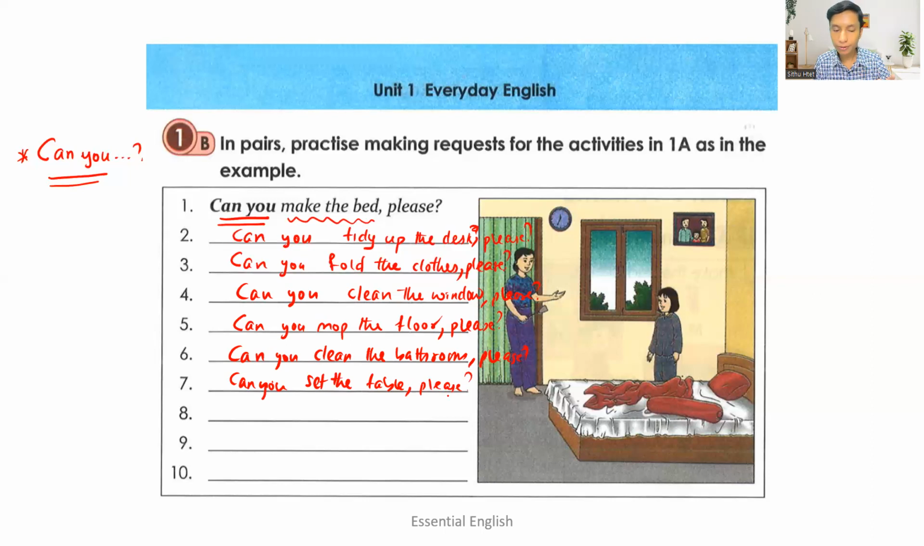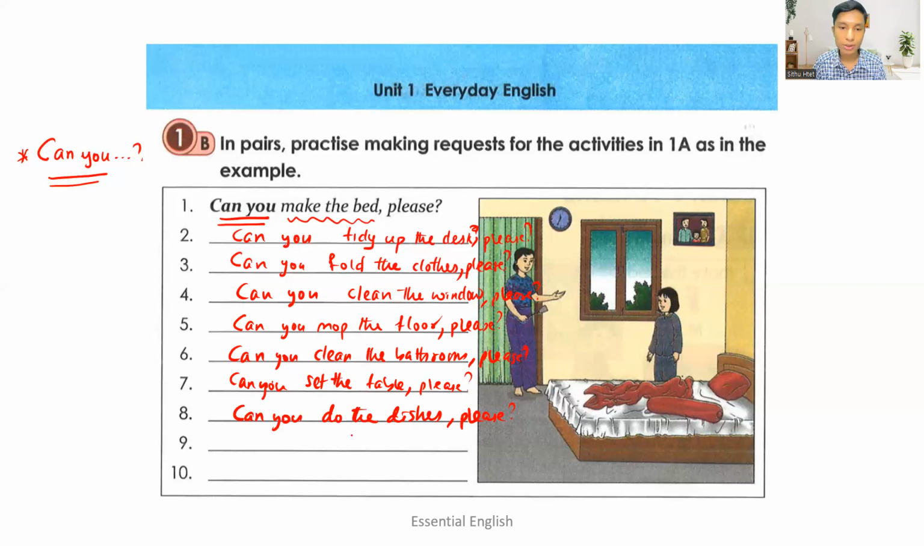Are you with me so far? Yes, let's continue. Do the dishes. The H activity is do the dishes. Okay, so please make a request by using do the dishes. Can you do the dishes, please? Yes, very good. And the next one, take out the rubbish.